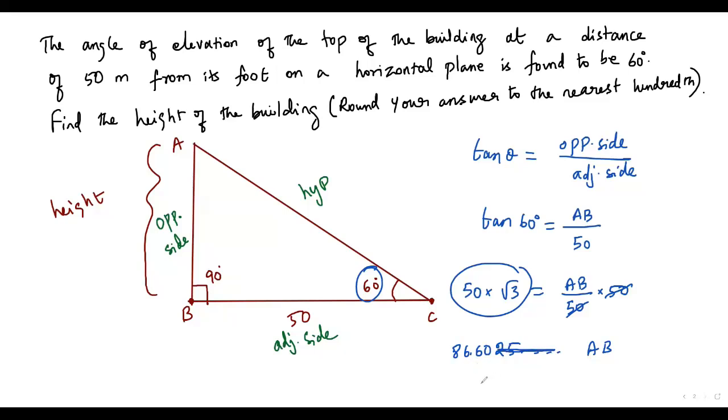We can take 86.60. Already this measurement is given in meters, so we have to write this measurement also in meters. So we get AB equal to 86.60 meters. That is, the height of the building is 86.60 meters.